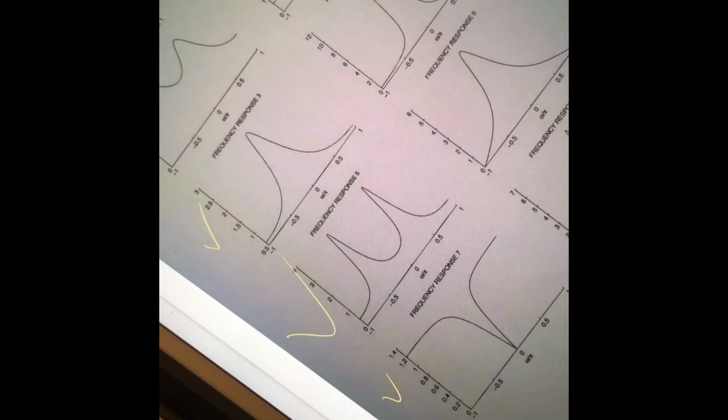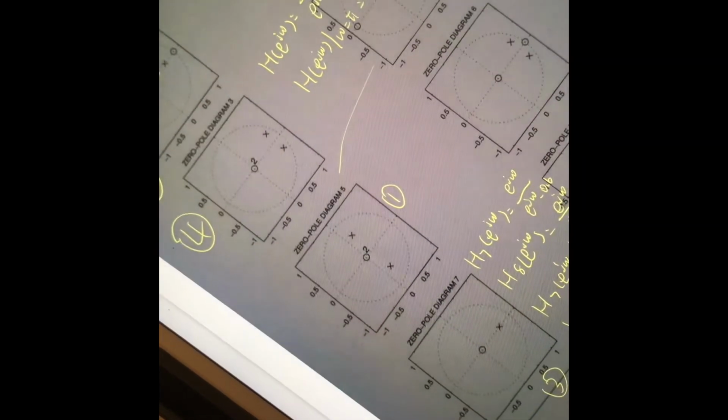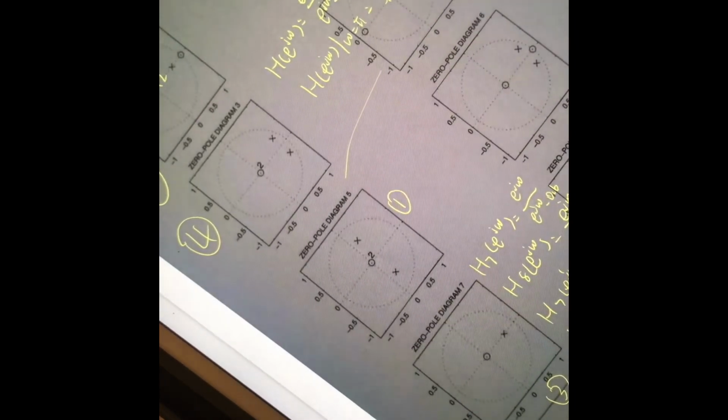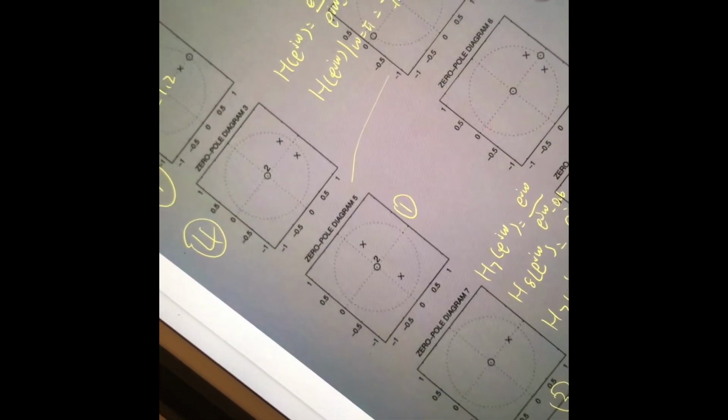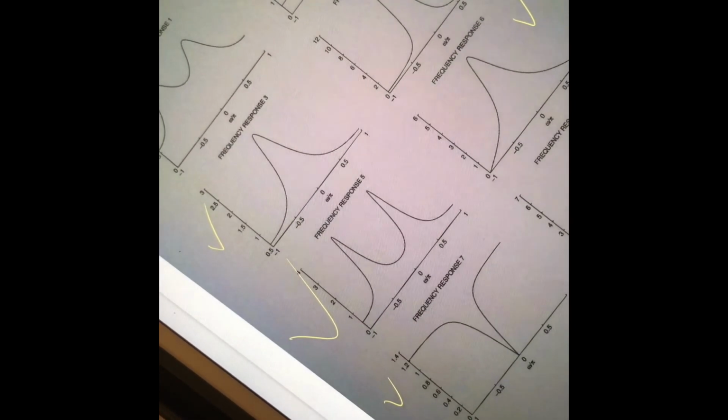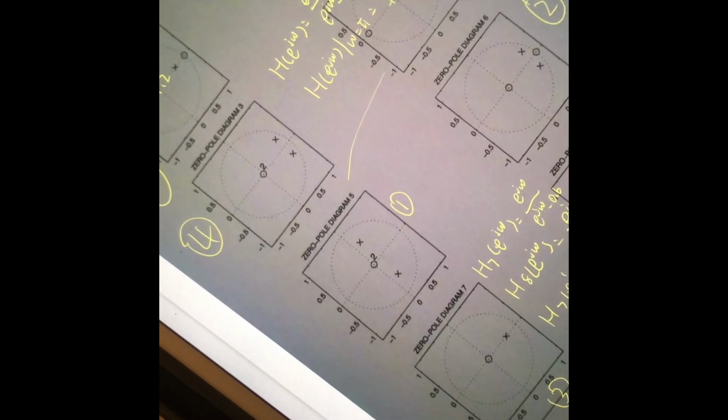Now we have already determined seven diagrams, so let's see which one is the rest. The rest is 2. So we can know that diagram 6 corresponds to frequency response 2. That's it.